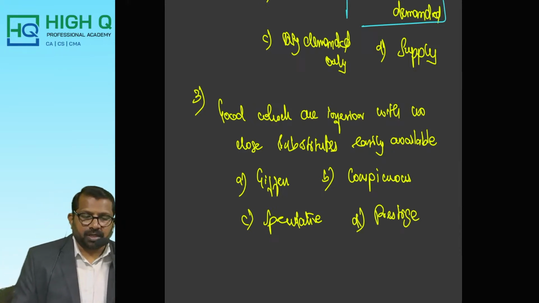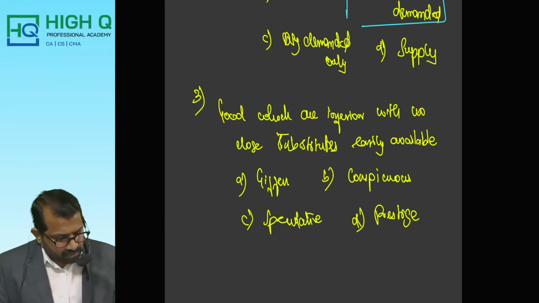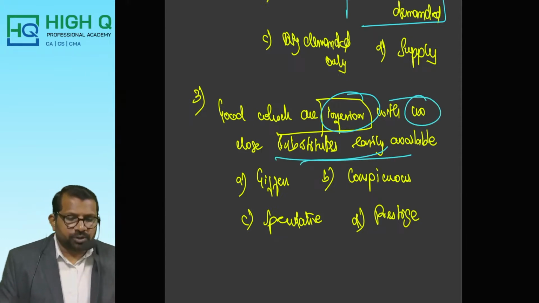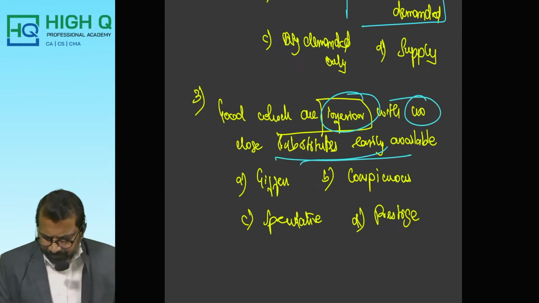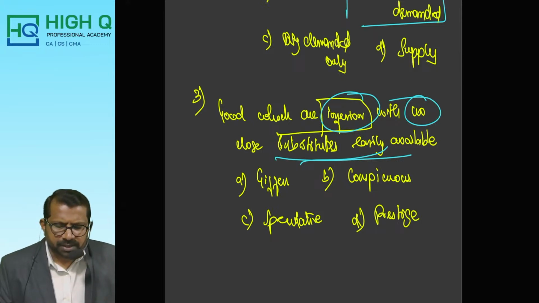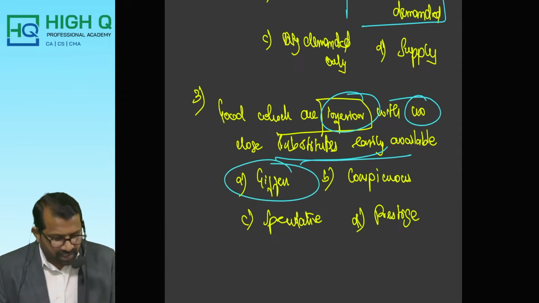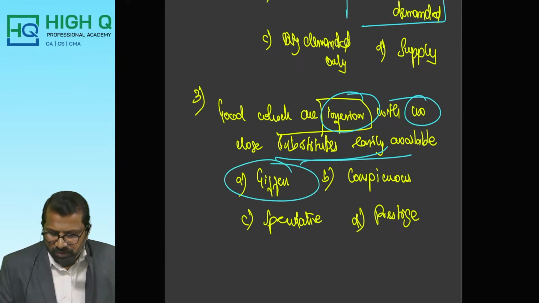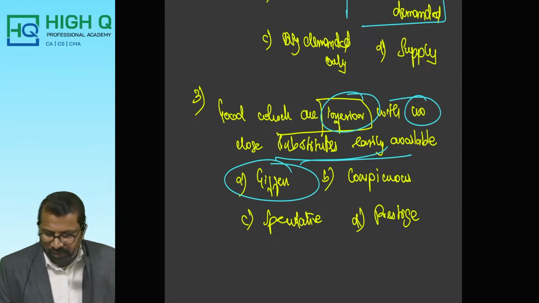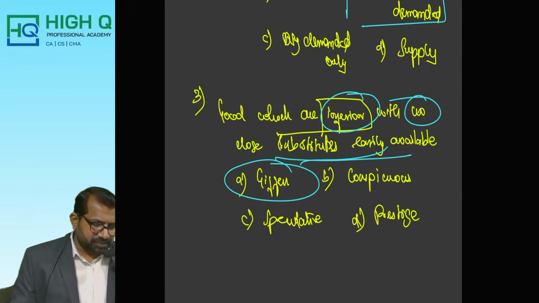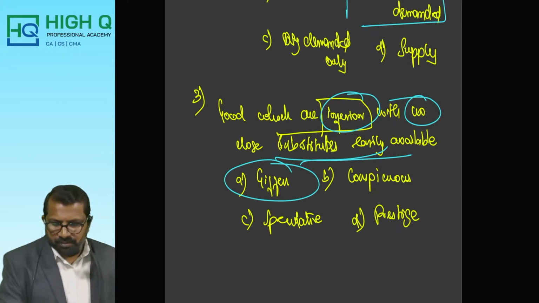Even goods which are inferior, inferior goods easily available but there are no close substitutes. So they always reflect a direct relationship between price and demand, called Giffen goods. Therefore the answer is Giffen goods. These goods are always inferior, they don't have any close substitutes, and they can occupy a substantial place in the consumer's budget.